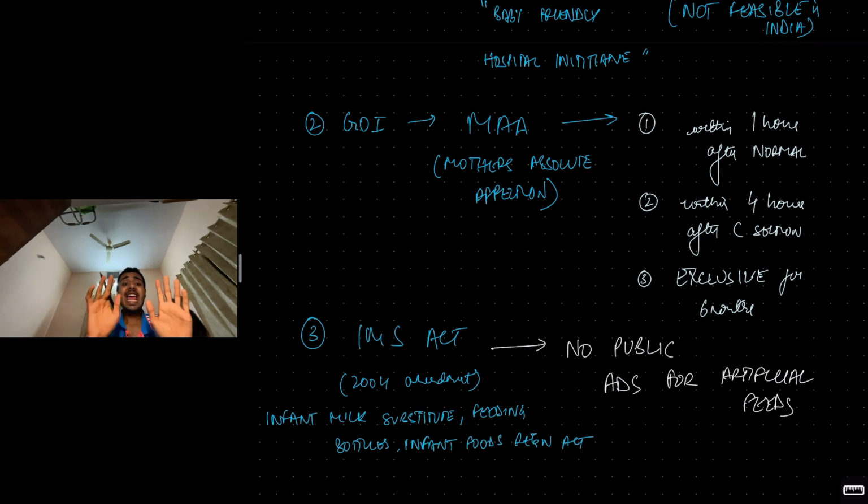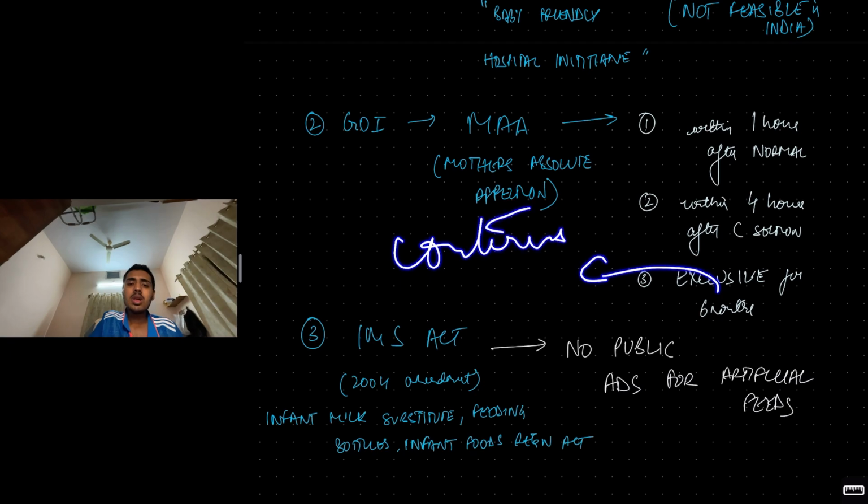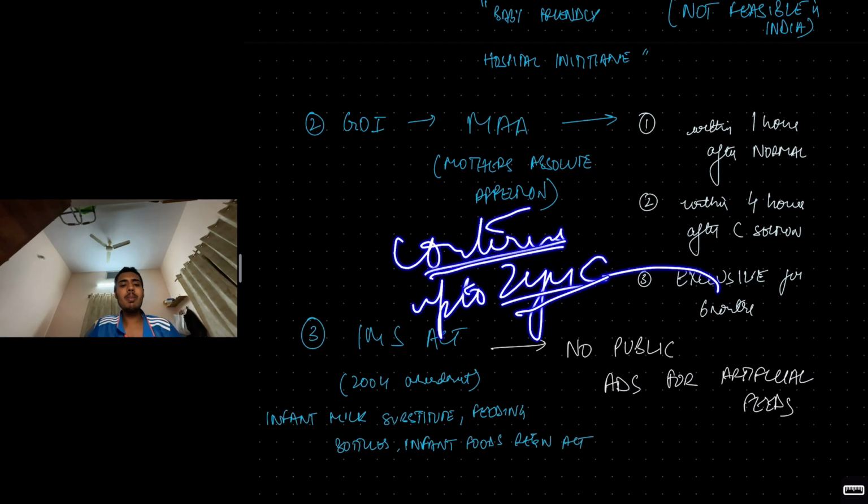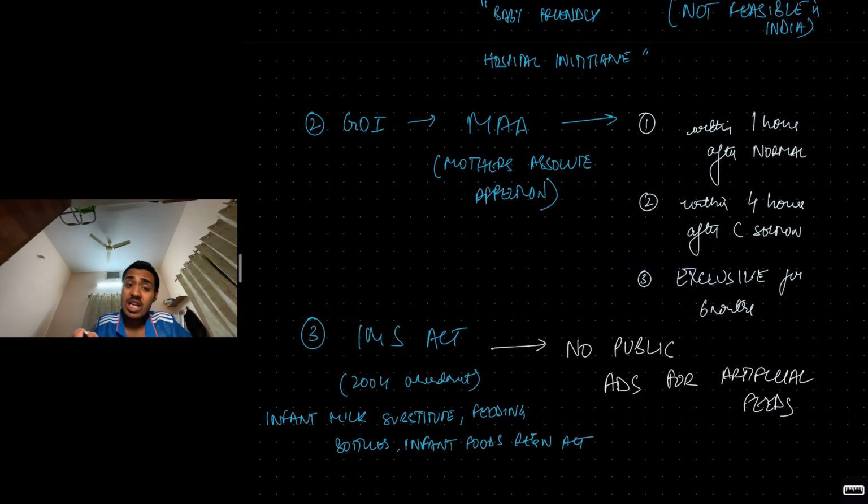And exclusive breastfeeding for 6 months. That is no water, no complementary feed, no artificial feed. For 6 months, only breastfeeding, and continue breastfeeding up to 2 years. Continue breastfeeding up to 2 years along with complementary feeding. But only breastfeeding for 6 months prevents infection.